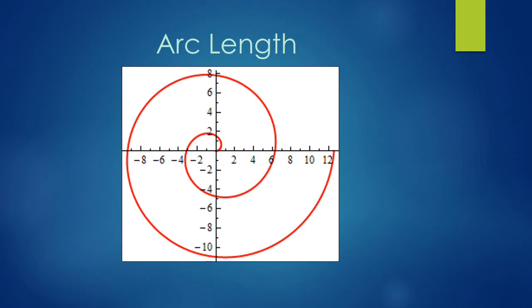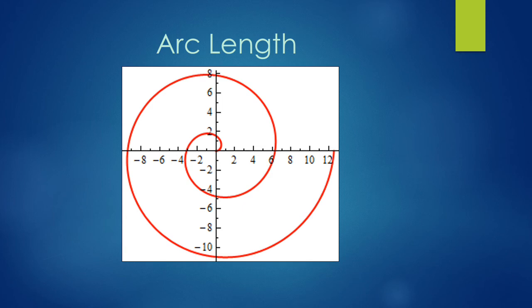Shown on the screen is a spiral. Suppose we were to walk along the spiral, starting at the origin and ending up at the far right side of it. How far would we walk?